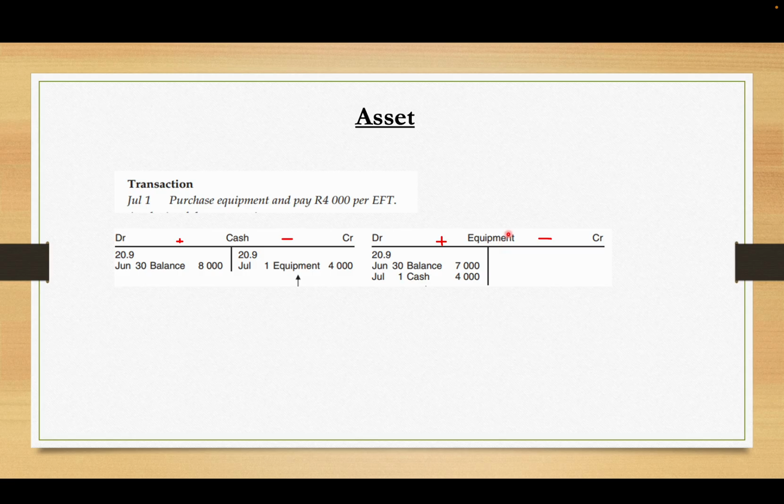So here you see, okay, it shows this person bought equipment through bank for 4k. Then look at bank, let's double check if it's true. Oh okay, equipment for 4,000. So the books balance, the books make sense.